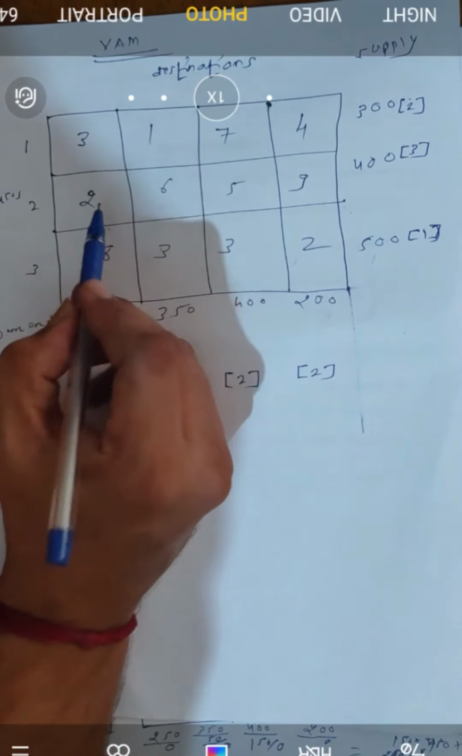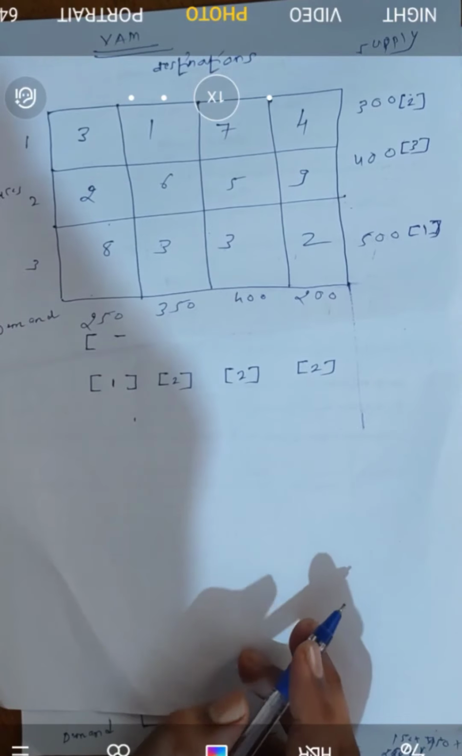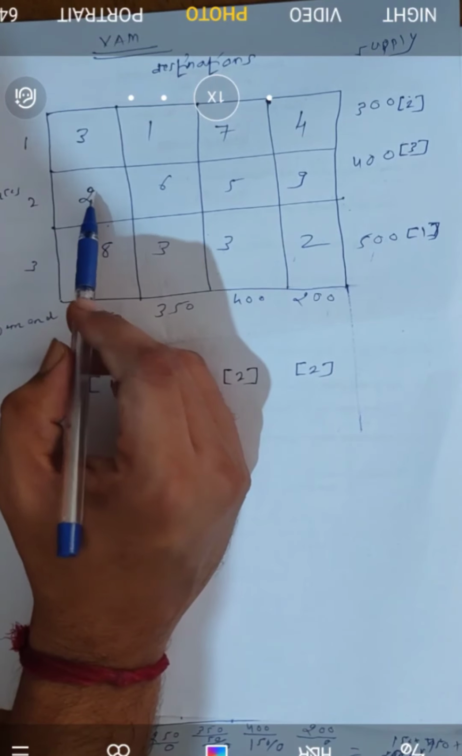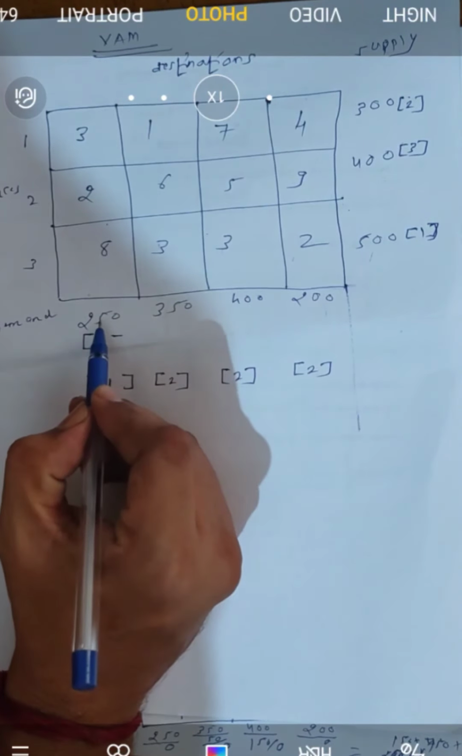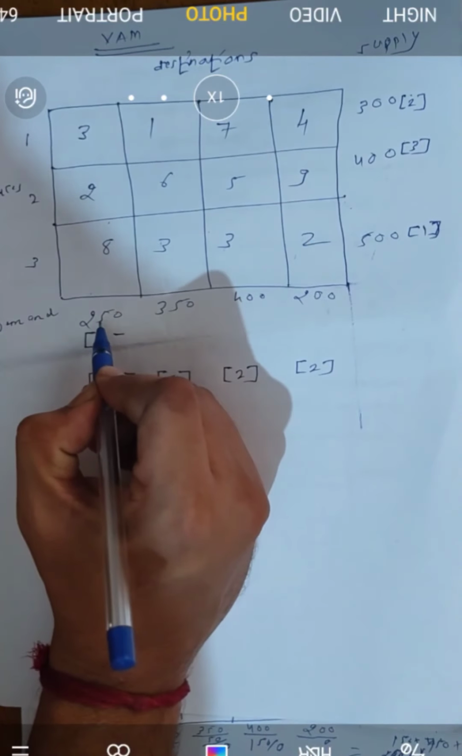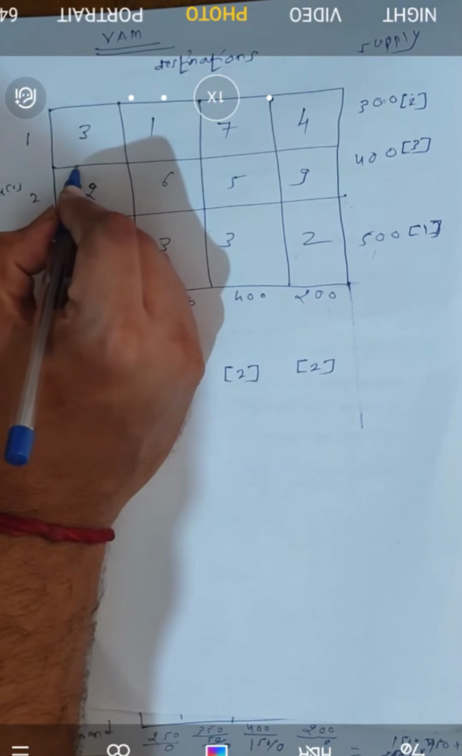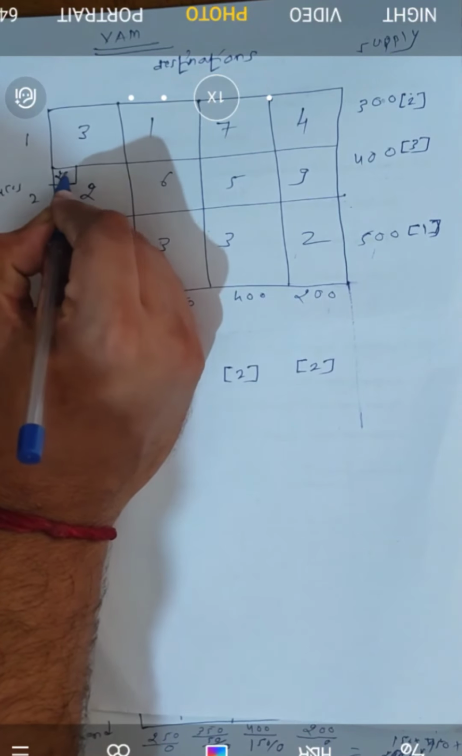In this row the least cost is 2. So I am going to make allocation here. And how to do allocation? So what is the demand for this? Demand for this is 250 but supply is 400. So which one is lesser? Demand is lesser as compared to supply. So that's why I am going to make allocation of 250 here.